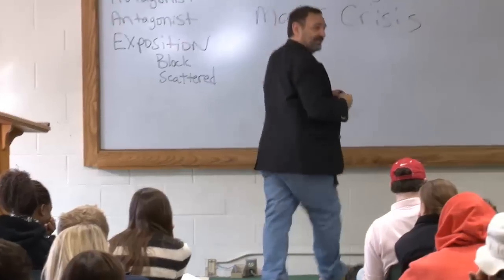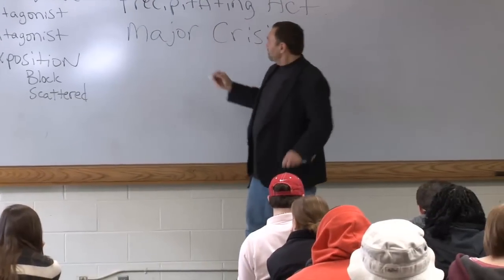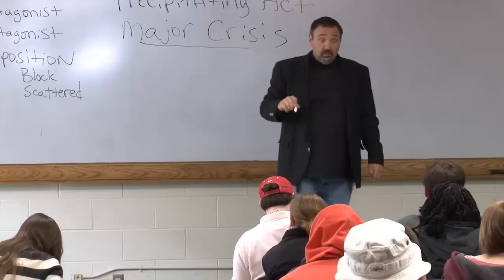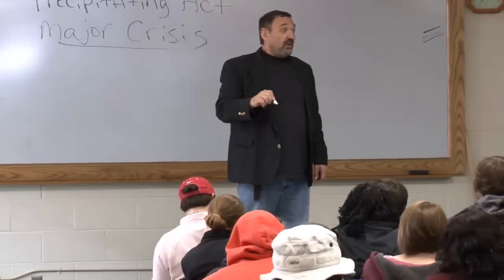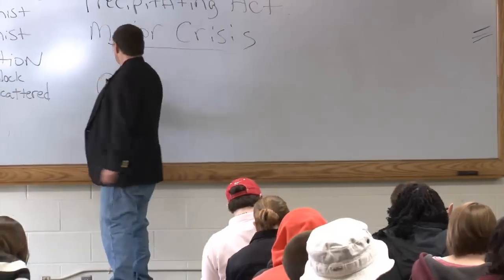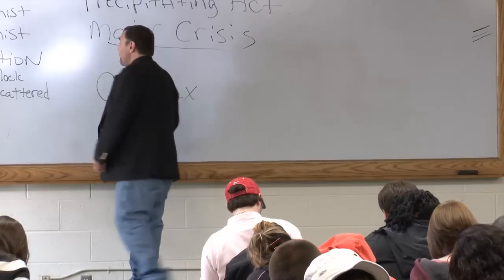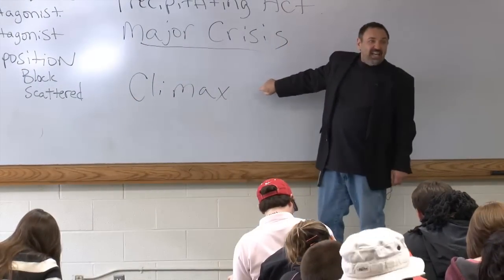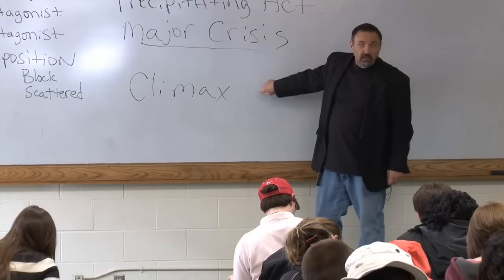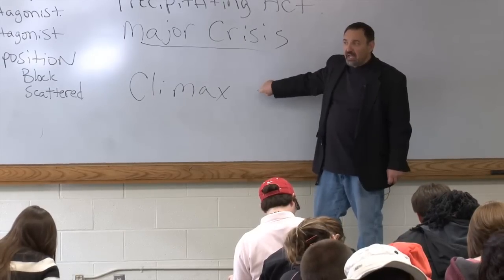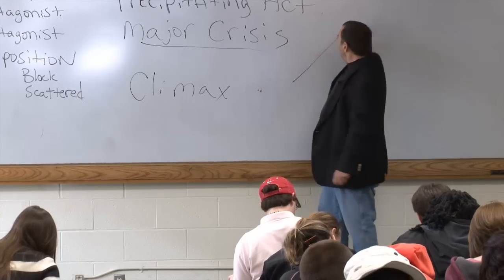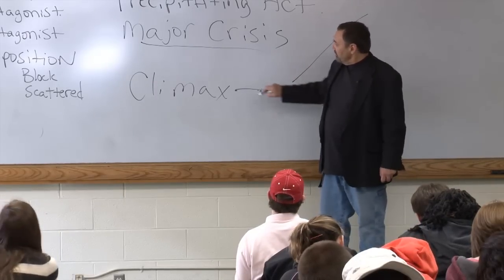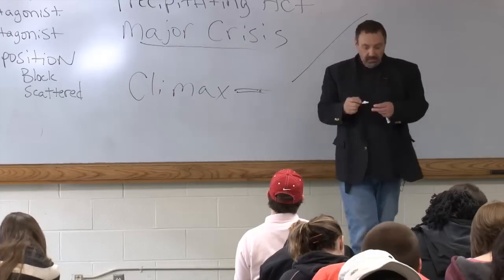Macbeth's decision to kill Macduff's family is the major crisis. There is no turning back. And he set up the final crisis, which we call the climax. The climax is, again, a decision made by the protagonist, and it's the moment of highest action in the play. The whole play is building up to that moment. And it's a crisis. It's the biggest crisis.